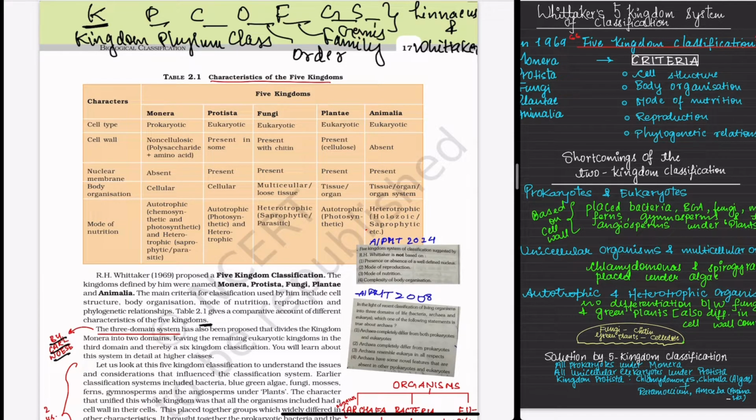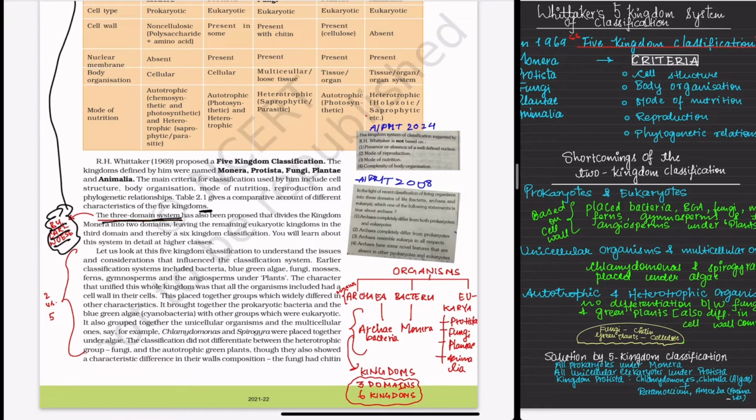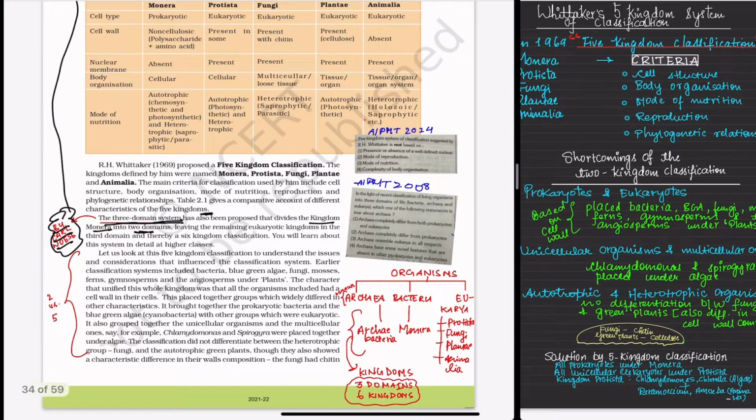What this guy did was add an extra taxon called domain. So in this way, he created a 3-domain system that divides the kingdom Monera into 2 domains. You see, the kingdom Monera in Whittaker's classification contained both Archaea and bacteria, or rather say eubacteria.